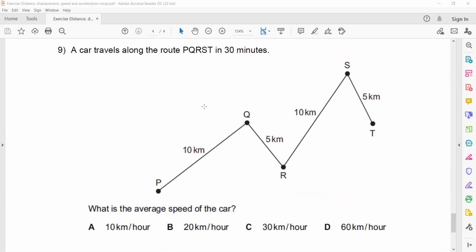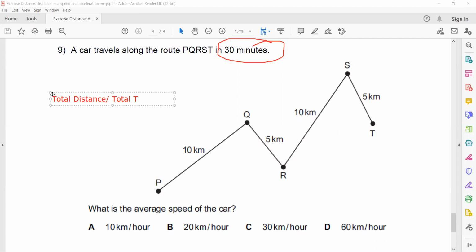Then question 9. A car travels along the route and it takes 30 minutes. What is the average speed? So average speed is the total distance divided by total time.